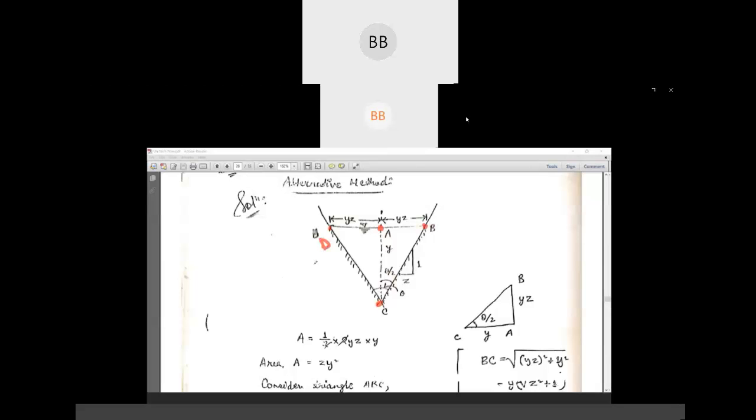Okay, and the depth of flow we have considered Y. Okay, so similarly we have already discussed this will be your YZ, or you can say ZY. Okay, same thing, ZY, and this is also ZY. Okay, from here to here is ZY, and from here to here again it will be ZY.